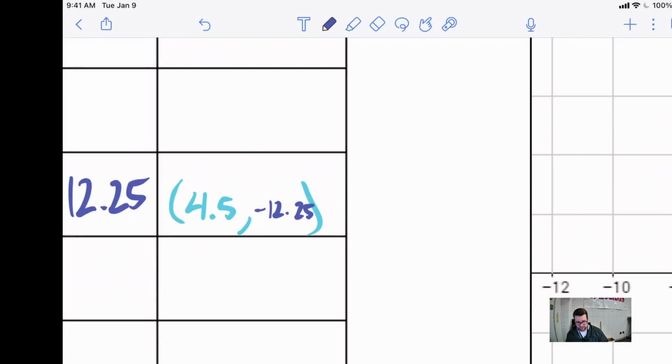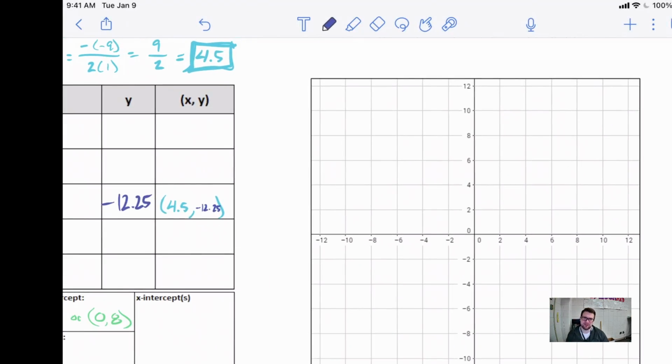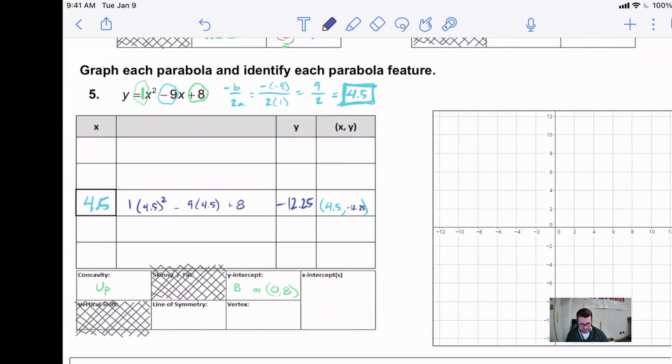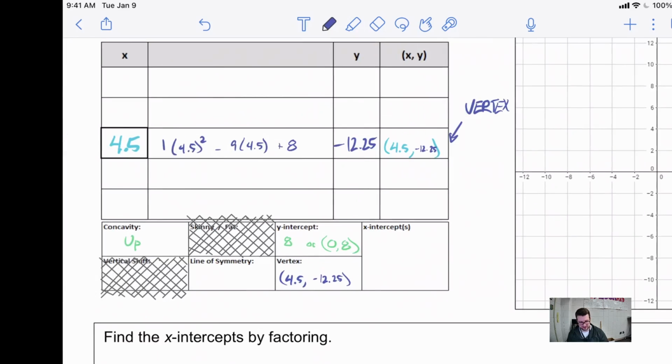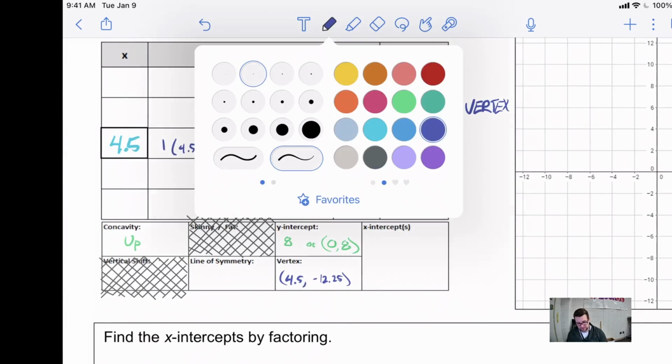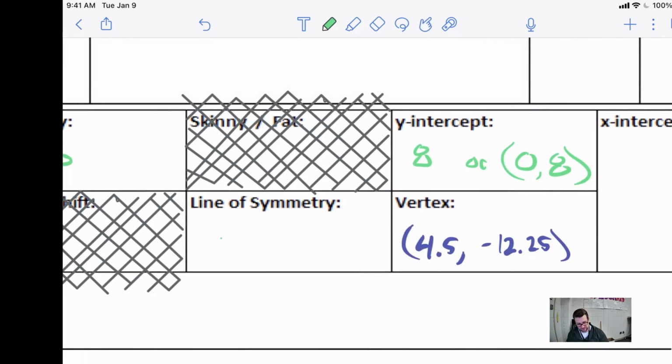Now that is a point. We have been used to looking at nice points, but the truth of the matter is we don't always get those. A couple things to realize though, this is our vertex. So we can actually come over here and write that vertex at 4.5 and then negative 12.25. That is the vertex we just found. And of course, once we know the vertex, then we can write our line of symmetry, which will be x equals 4.5.